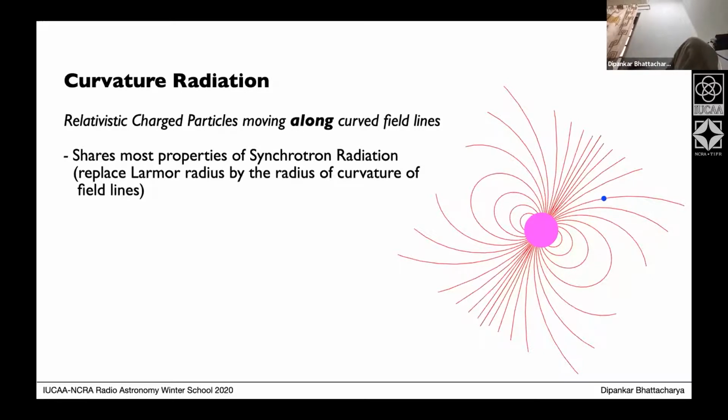The properties of this radiation are very similar to the synchrotron radiation. The only thing is, the radius of curvature of the gyrating synchrotron path, which is called the Larmor radius, has now to be replaced by the radius of curvature of the field line itself. Once you do that, the description is very similar to that of the synchrotron radiation. And this curvature radiation is very important in the magnetospheres of very strongly magnetized objects like pulsars.